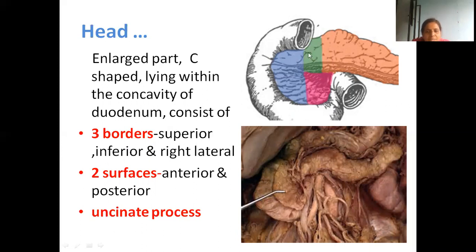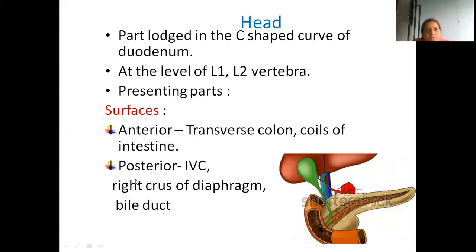Then the front surface is the anterior surface. Behind, what you see is the posterior surface. This pink projection downwards is called the uncinate process. In the real cadaver, this is the duodenum, the C-fold. This is the liver, the big organ. This leaf-like organ is the pancreas. This is the kidney. This is the abdominal aorta, inferior vena cava, and blood vessels.